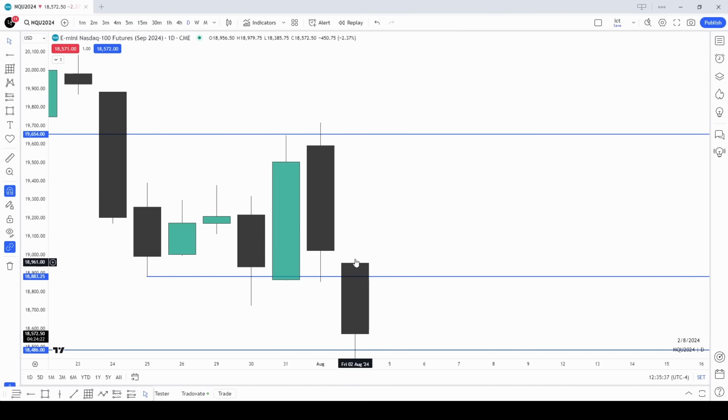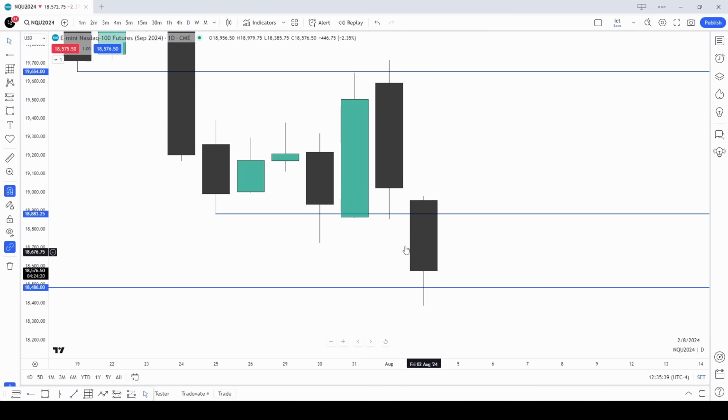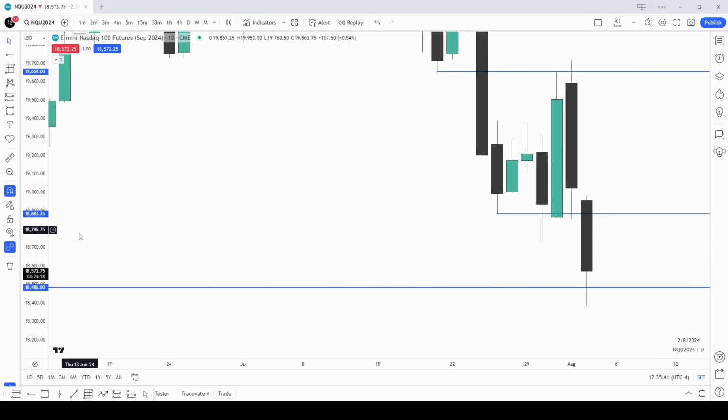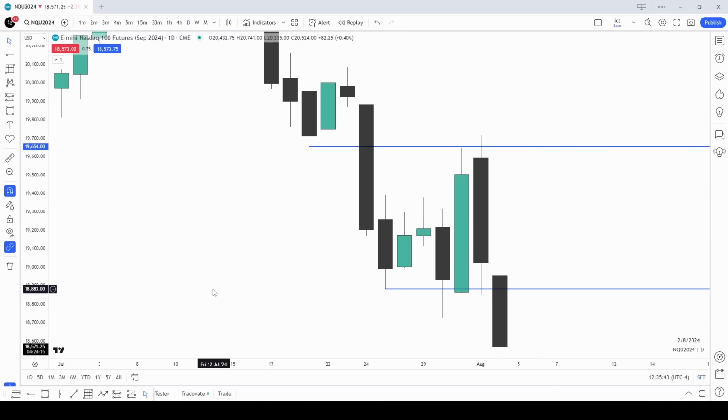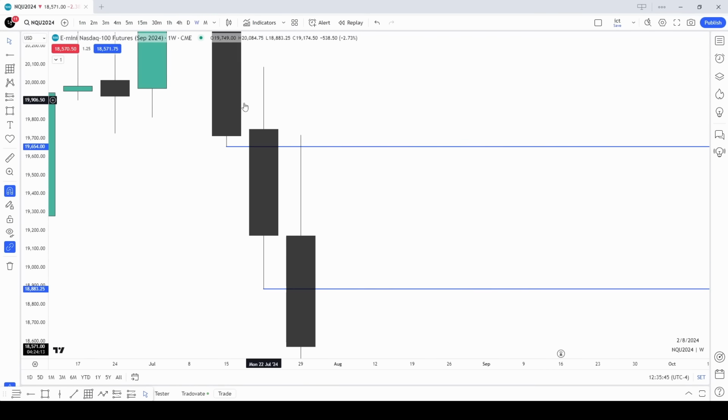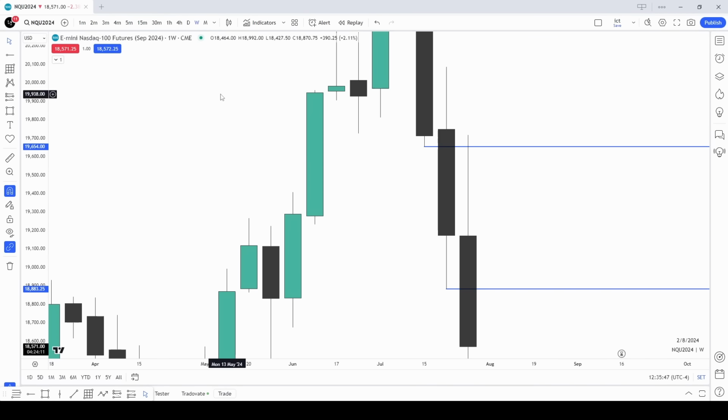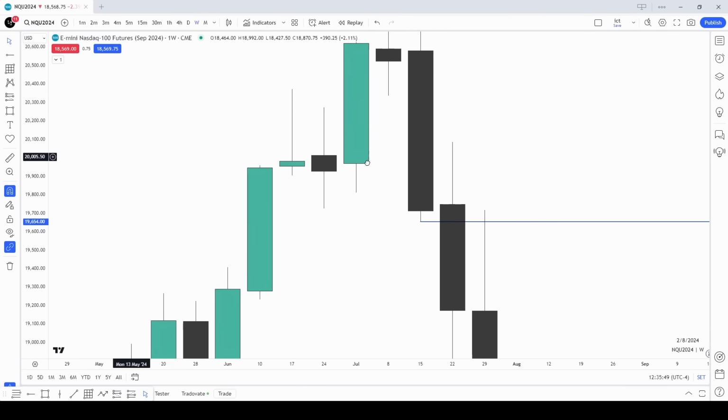We then get a Judas swing, and then we rally and take out the sell side liquidity here and the sell side liquidity here. All from using candle lows and candle bodies. Okay? It really is as simple as that.